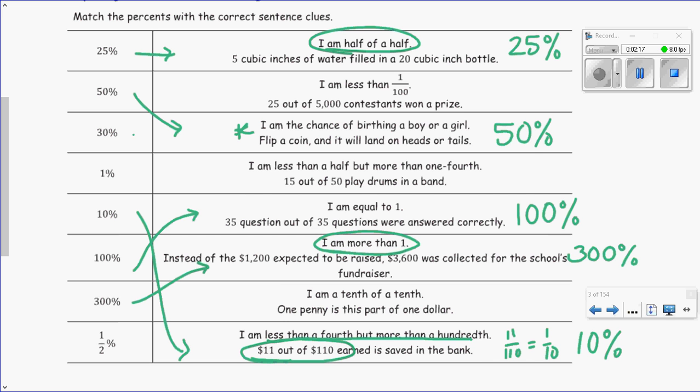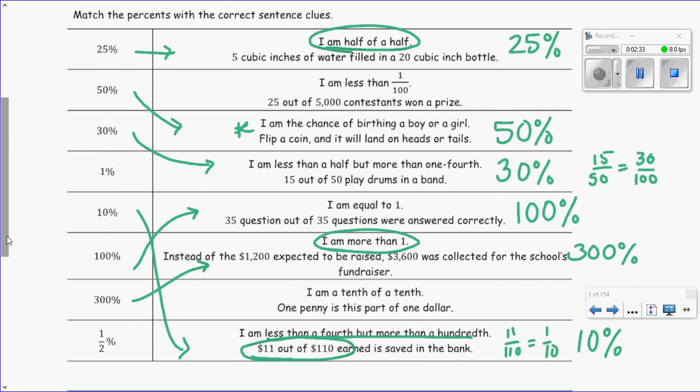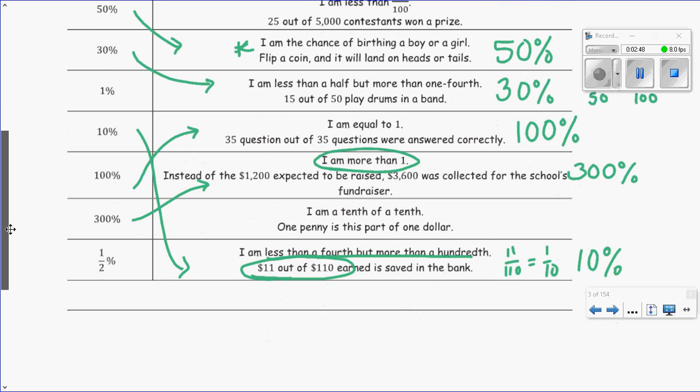The 30%, I'm less than half, but more than 1/4. And then 15 out of 50, go ahead and write this. 15 out of 50 is equal to 30 out of 100. And that's where percent comes from. If you watch the videos that were posted last week, you know that 100% means per 100. So that's 100 out of 100. 50% would be 50 per 100 or 50 out of 100. So percent literally means per 100. Go ahead and write that underneath there.